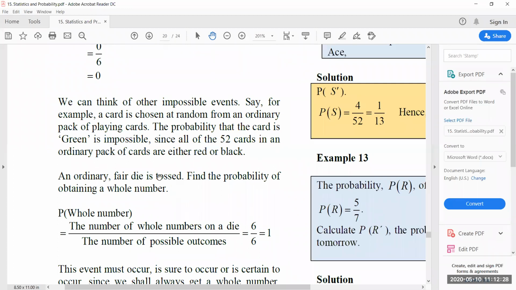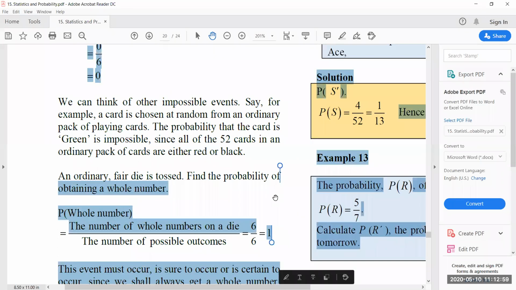So an ordinary fair die is tossed. Find the probability of obtaining a whole number. All of the numbers are whole numbers. So the probability of obtaining a whole number is 6 out of 6, which is 1. And 1 represents that the event is certain to happen. Remember, it can be between 0 and 1. So since we get 1, we know that it is certain to happen. Any questions here? No. All right.